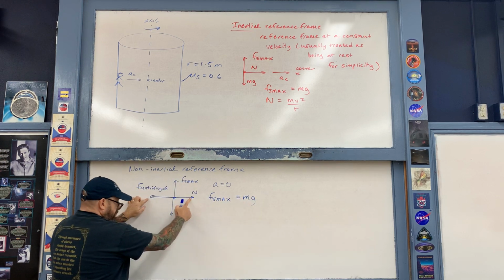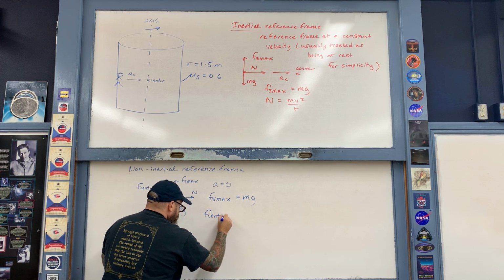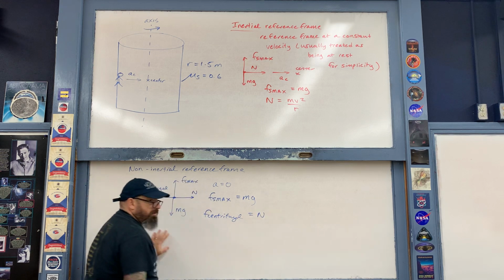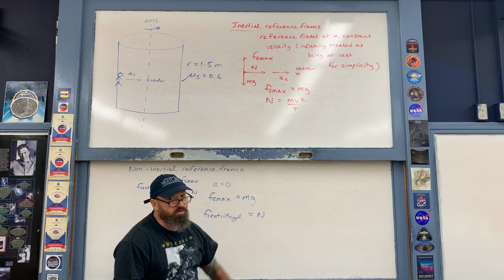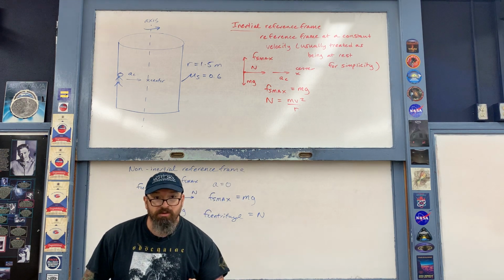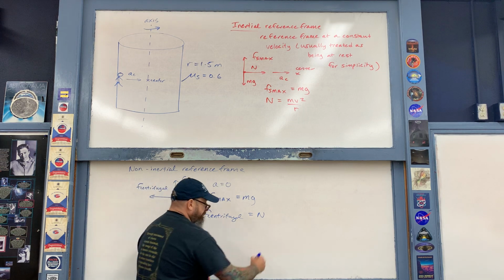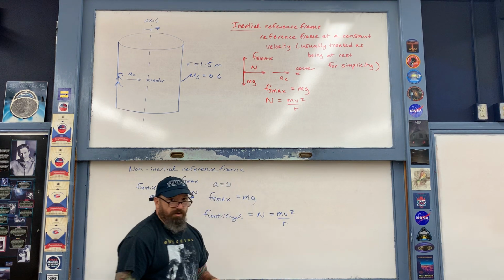But then horizontally, the forces cancel out as well. So the centrifugal force is equal to the normal force. But from the top board, we already know what the normal force is equal to. It's equal to ma from the inertial reference frame. It's equal to the net force. It's equal to mv squared over r.